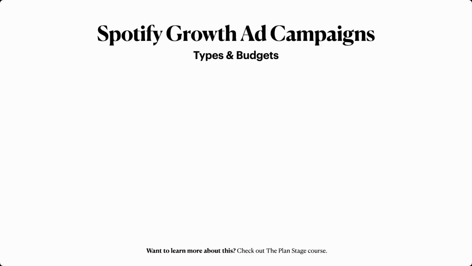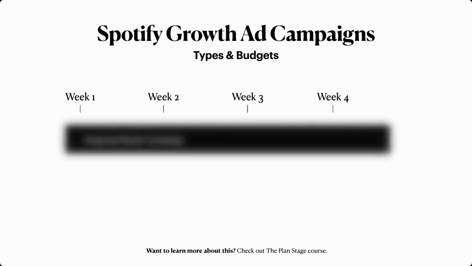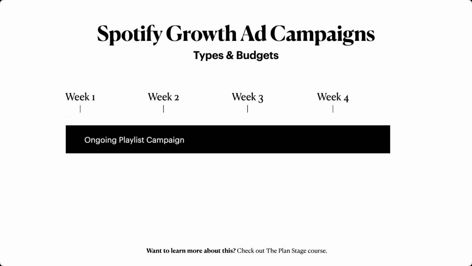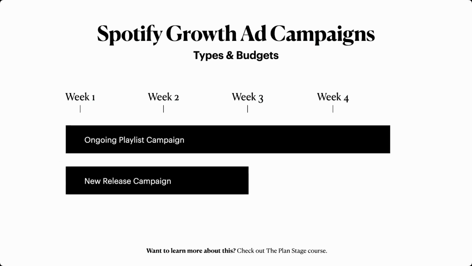So when it comes to the type of ad campaigns that you're generally going to want to run, there are generally two types. If we look at a week or a month rather, and just to make it simple, let's assume there's only 4 weeks in the month. There's generally two that I would recommend running. One is that ongoing playlist campaign that I know most of you on this call are running already, which is great. And then in addition to that is the new release campaign.